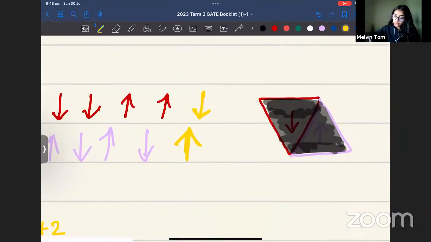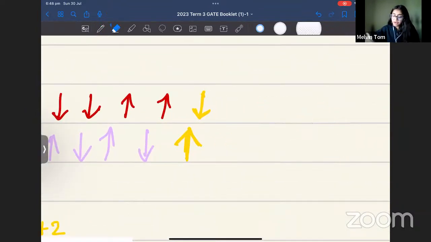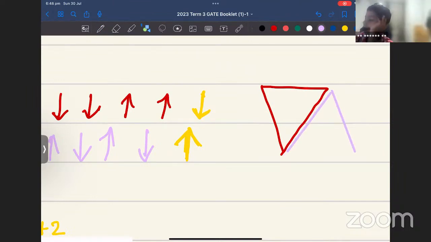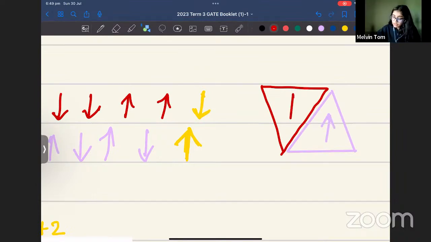So let's draw a triangle based on what we have found. We have a triangle that's facing down. Let's draw that. Let me use this shape function. And we have a triangle that's facing up. The pink one is up, and the red one is down.